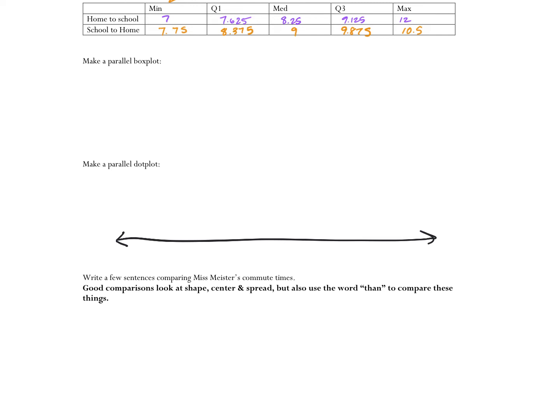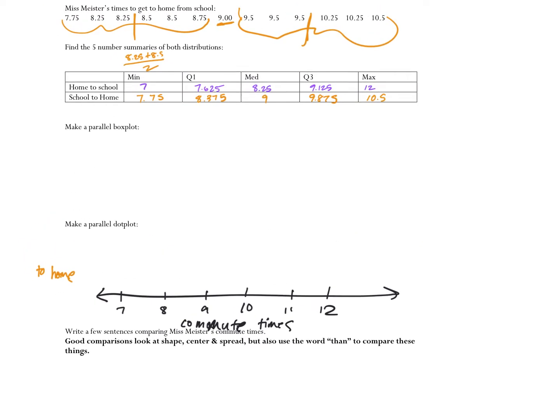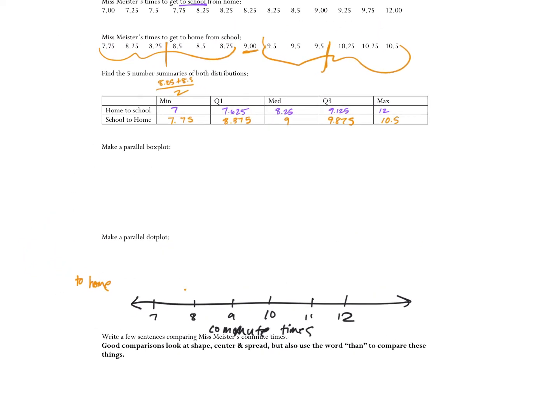So to make my parallel dot plot, I'm still going to make an axis that goes from 7, 8, 9, 10, 11, and 12. We're going to have commute times on the bottom. And let's go ahead and do to home on the bottom here. Okay, and then I'm just going to make a dot plot of just those. So 7.75, 8.25, 8.25, 8.5.